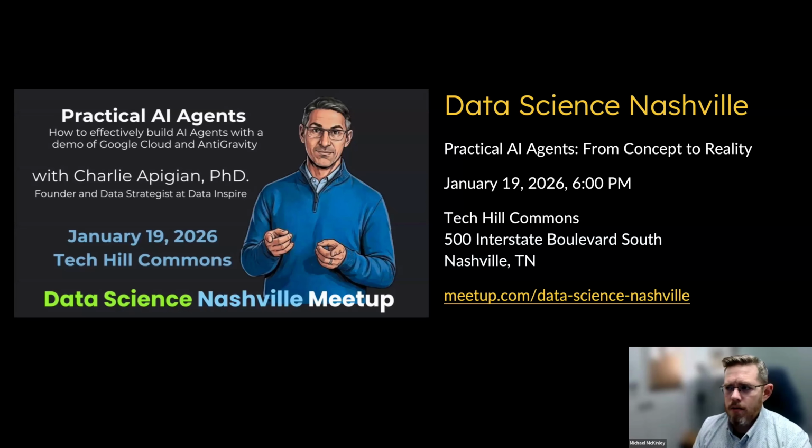There's a few things coming up around Nashville in the near future. This coming Monday, actually, the data science nerds, which is led by, among others, Charlie Apigian. Charlie is also going to be the speaker for this session, and he's going to be talking about practical AI agents. So I am very excited for that one. I'm a big fan of AI and agents doing all my work for me. It hasn't yet materialized, but that's what I'm looking forward to. So hopefully, Charlie will have some great things for us.